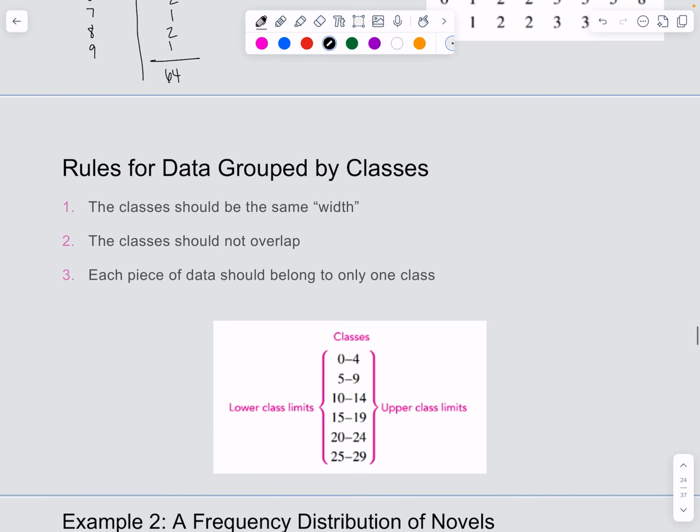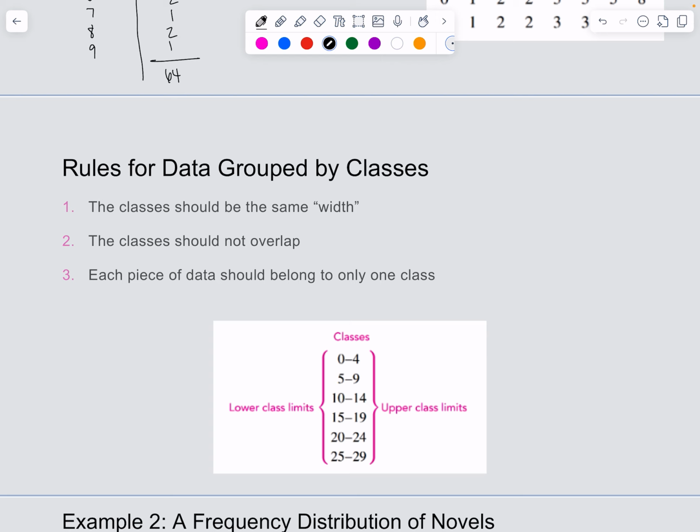So here are some rules for data if we group them by classes. A class just shows us that, instead of going one age at a time, maybe I say families with kids from 0 to 4, families with kids from 5 to 9. So we start making bigger groups. Maybe we have lots of data to get through, so we start grouping them together. That's called the class. The classes should be the same width. We can see here 0 to 4, 5 to 9, 10 to 14. They're all the same width, right?